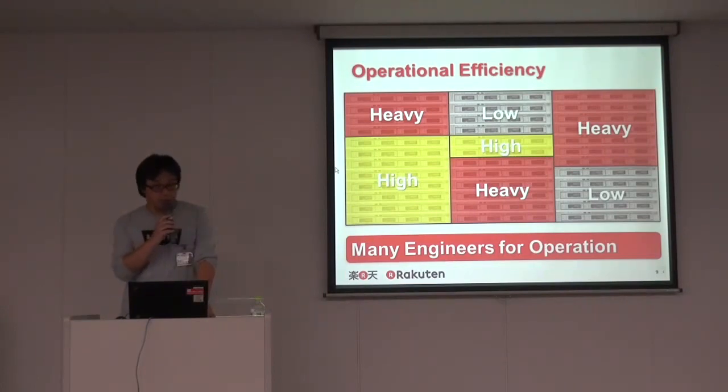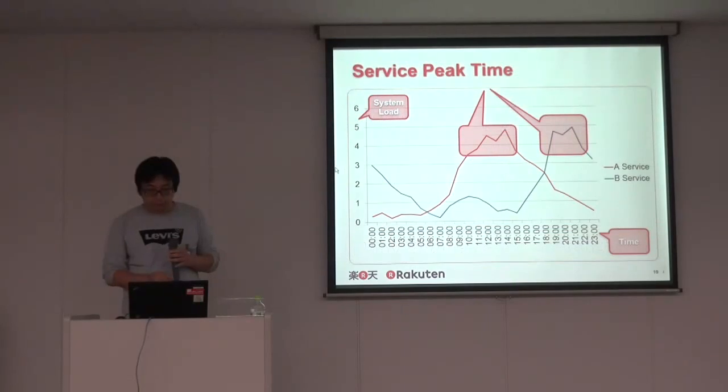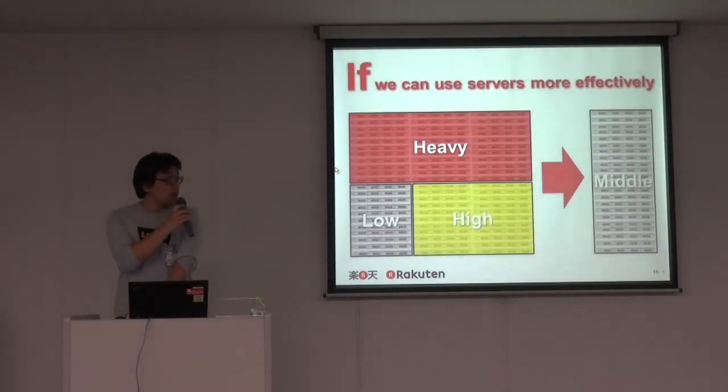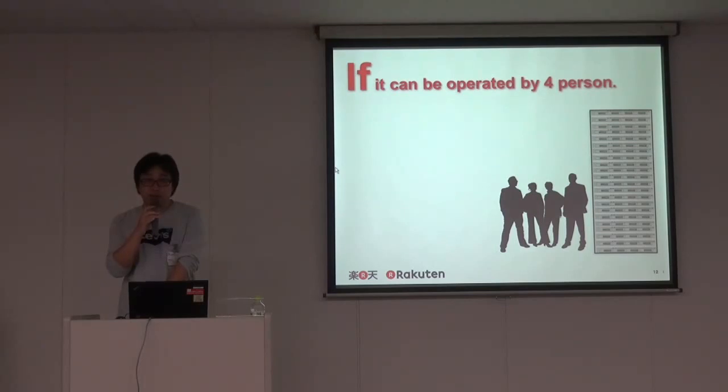Everything was prepared perfectly, but sometimes we notice that the system can't be operated effectively. The reason is that most services have different peak times. At the same time, both low load and high load services exist, and a high load service cannot use resources of a low load service because each service is using a different system. If we could use servers more effectively, and if the system could be operated by 4 or 5 persons, it would be a great thing.